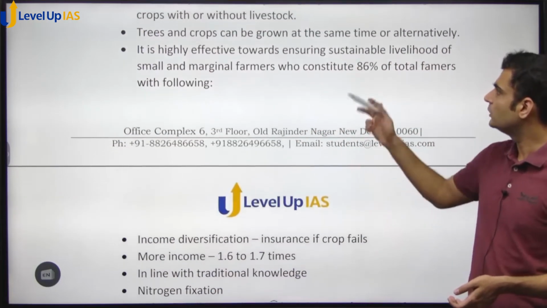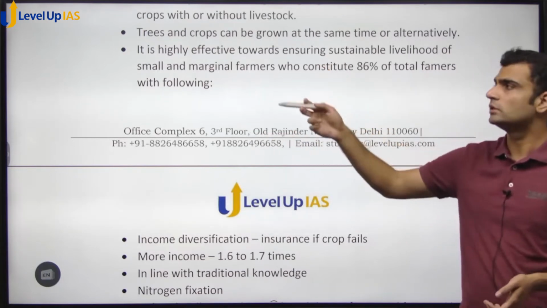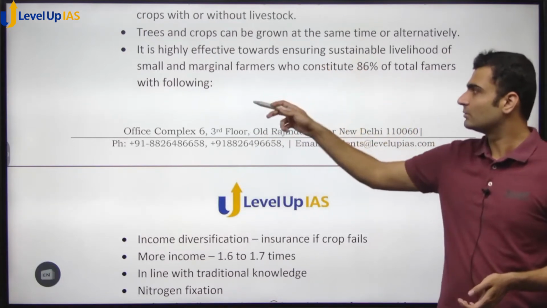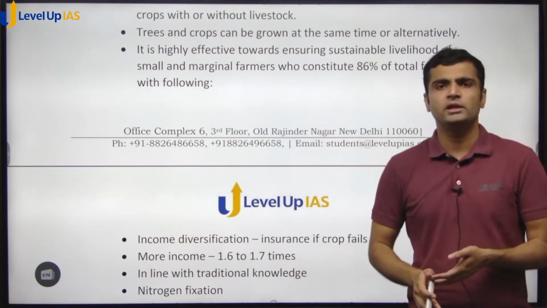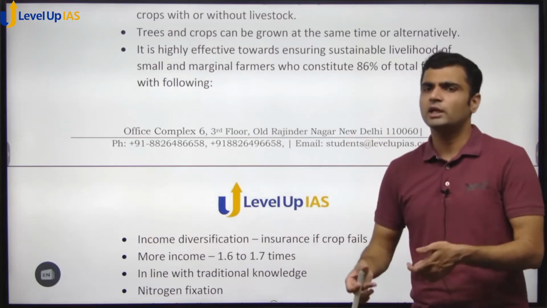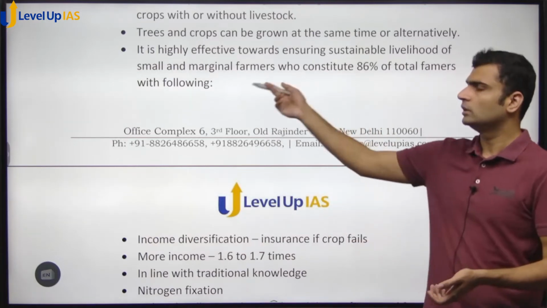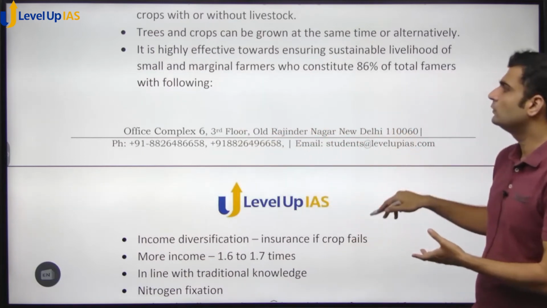It is highly effective toward ensuring sustainable livelihood of marginal farmers, where marginal and small farmers constitute 86%. I knew that data, that's why I mentioned that. If you know how many of these are small and marginal farmers, you can mention that data, that would be better. But if you don't, write that small and marginal farmers constitute 86% of total farmers.